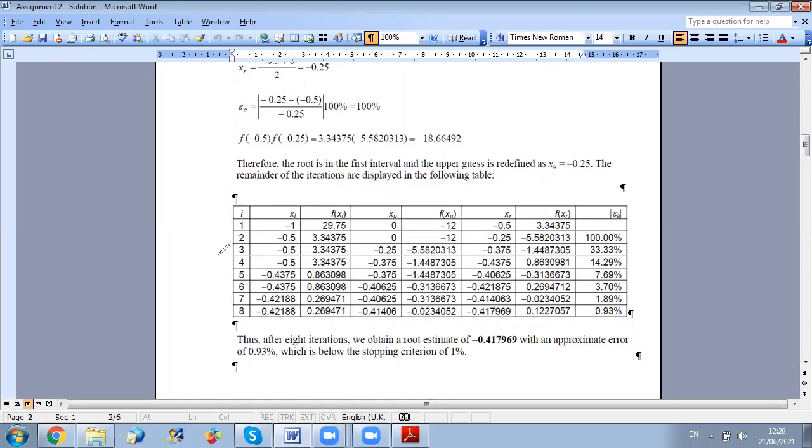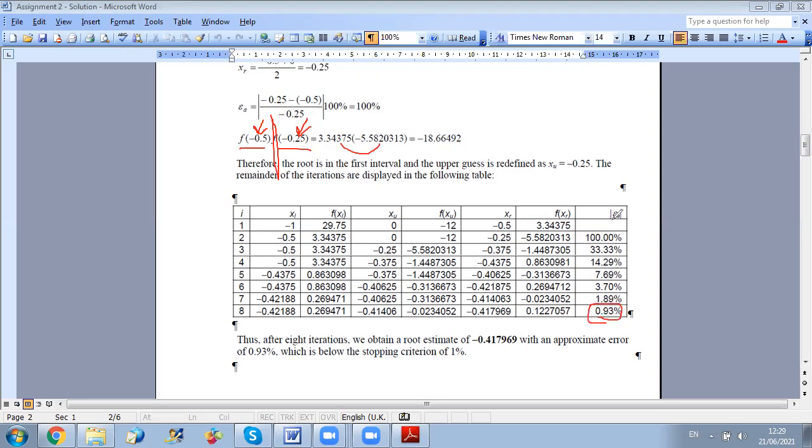Because it will take some time, we summarized the results in a table. In each step, it is the same approach. Now I want to find the new interval. I should compute f at minus 0.5, already calculated from the previous step, and f at minus 0.25. Since they have opposite signs, the root is in between. In the next step, I will take xr as minus 0.5 minus 0.25 over 2, and then repeat this procedure until reaching an absolute error smaller than 1%.